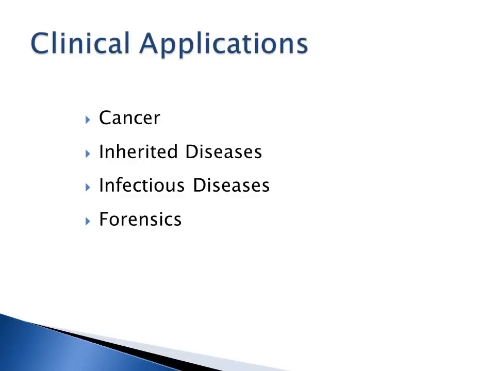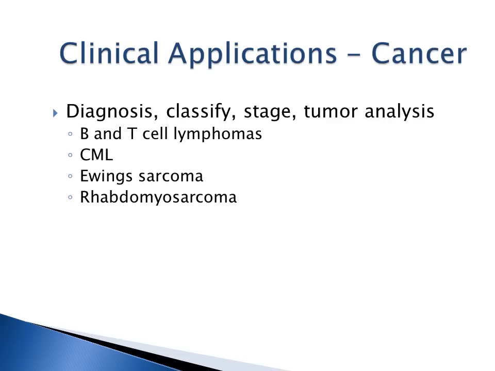So as we already said, applications in the clinical setting usually include cancer, inherited diseases, infectious diseases, as well as forensics. So for cancer, you can use molecular techniques to diagnose, classify, stage, and perform various types of tumor analyses. And in some settings, molecular techniques are being used to do all of these things with B and T cell lymphomas, chronic myelogenous leukemia, Ewing sarcoma, and rhabdomyosarcoma, among others.